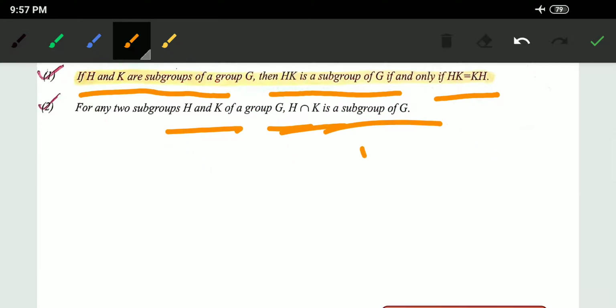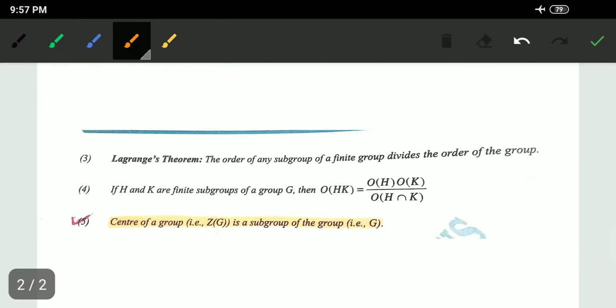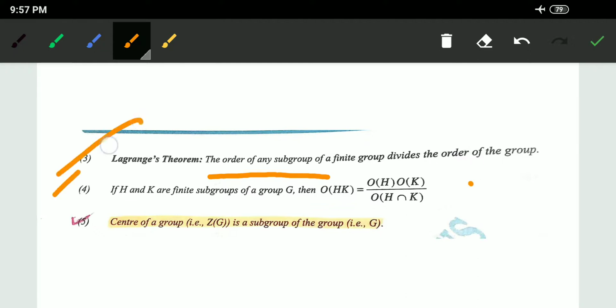Next result, Lagrange's theorem. The order of any subgroup of a finite group divides the order of the group. It is the most important theorem of group theory. Lagrange's theorem says that the order of any subgroup, where order means the number of elements in the group, of a finite group divides the order of the group.